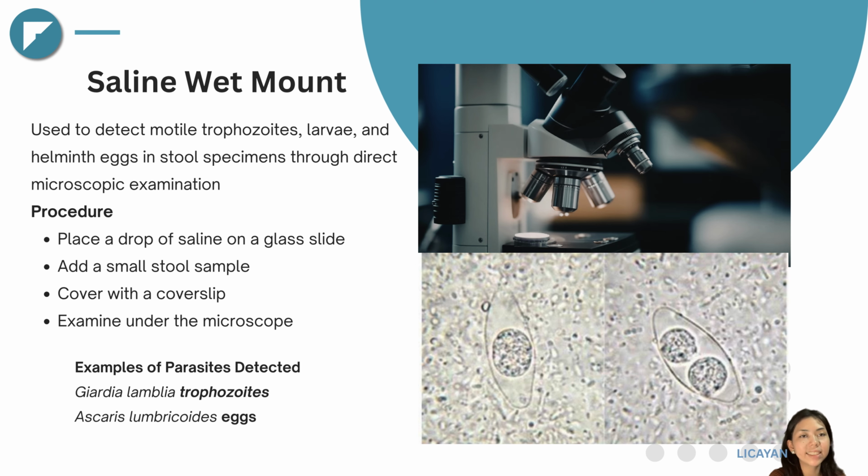One of the most basic preparations under direct examination is the saline wet mount. In this method, a small amount of stool is mixed with a saline solution on a glass slide and covered with a cover slip. It is then examined under the microscope. So this technique is especially useful because it allows us to observe motile trophozoites and larvae in their living state, along with the helminth eggs.